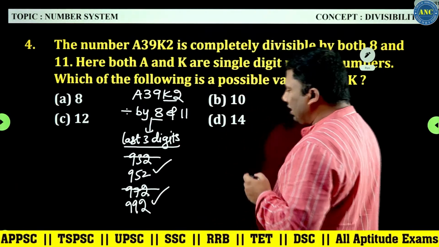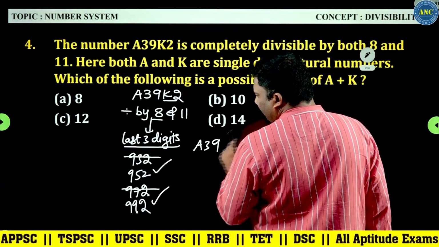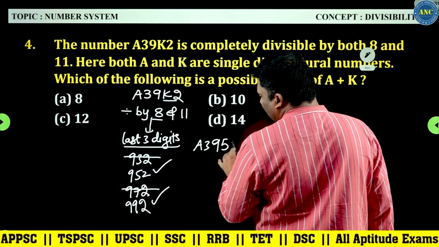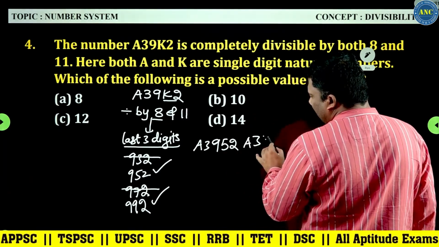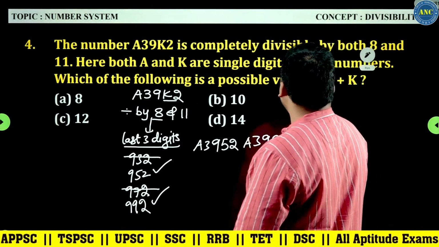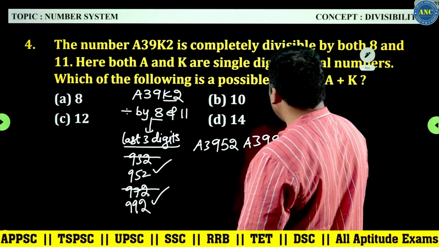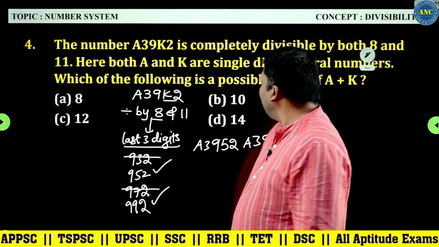That means K is taking two cases. A3952 is the first case. Next one, A3992 is the second case. Now what is the possible value? We require A plus K.